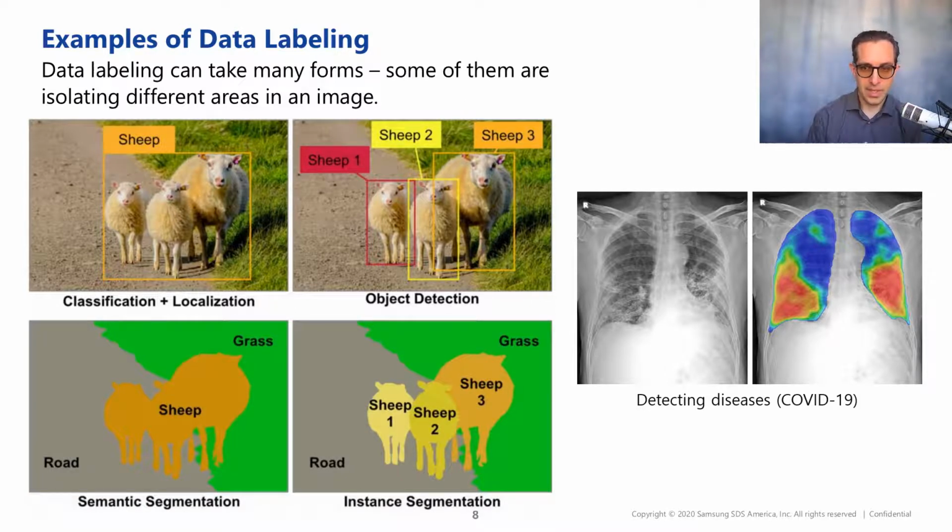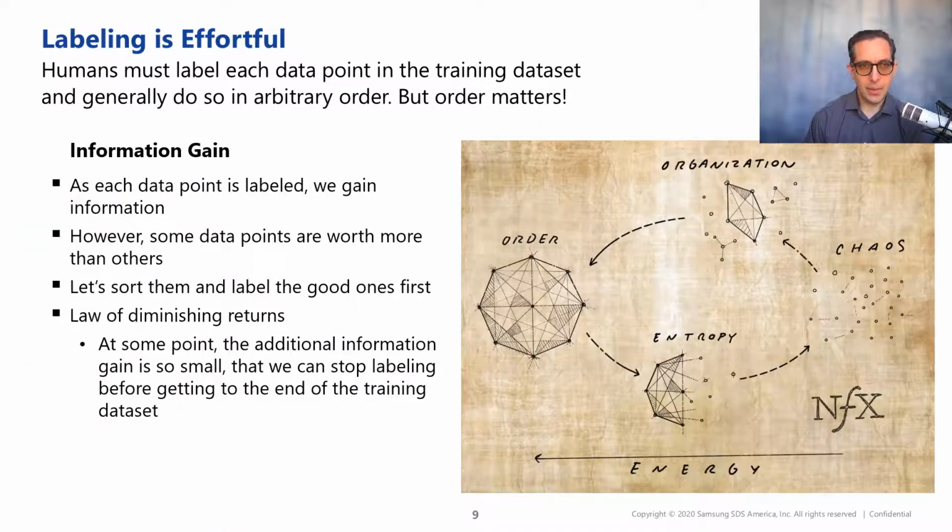On the right-hand side, you see an X-ray image of a person's lung, where again you had to label where on the image is the disease, in this case COVID-19, located, and you want to detect that using AI. So you see, doing this is a time-consuming activity. Now, the order in which you perform labeling is usually arbitrary. However, the order does matter.